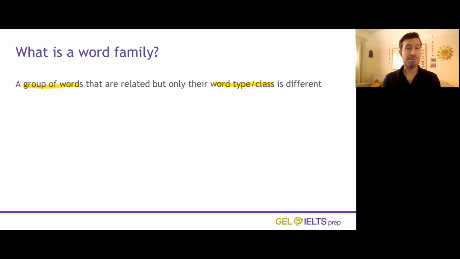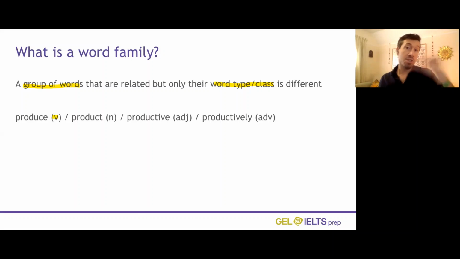Let's see some examples. Well, we can see here we've got the verb produce, and that, as I say, is a verb. Now, if you wanted to take produce and change it to a noun, you'd have the word product. That's the noun for a singular thing. Equally, you could change it to an adjective and you'd get productive, or you could change it to an adverb and you would get productively. Now, these are not the same word, but they are all related, so we call them a word family.